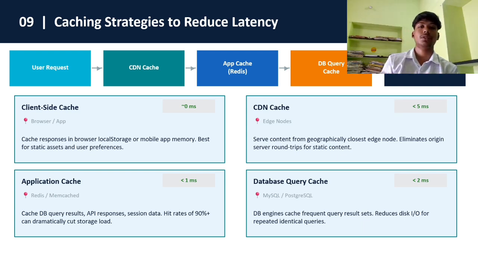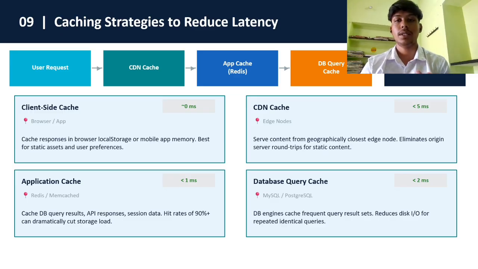Next is the database query cache. The database engine itself caches the results of frequent queries. When the same query runs again, it returns the cached result immediately without touching the disk. So this is the database query cache.